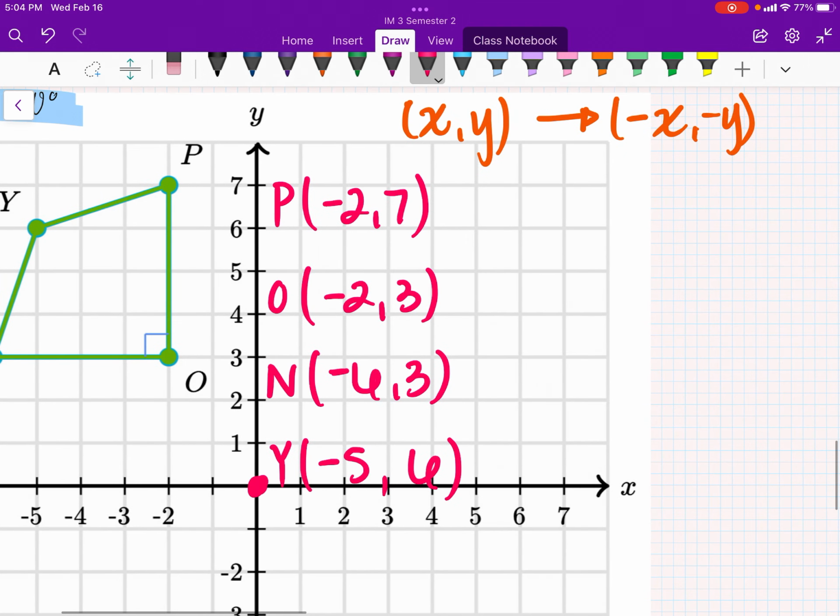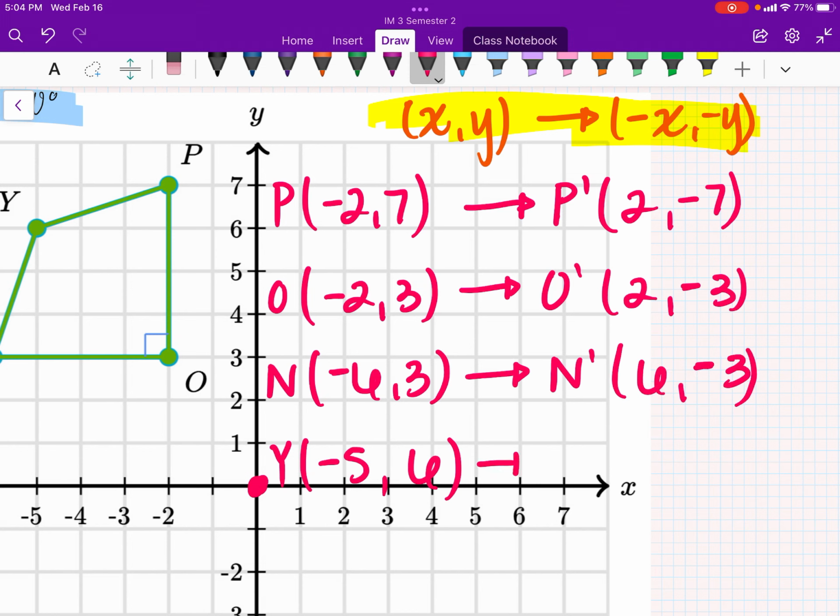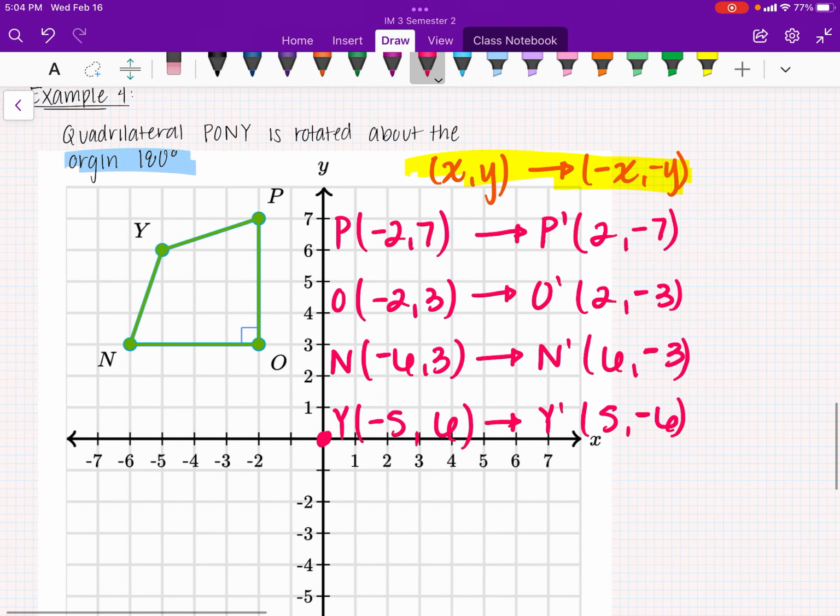All right. Now, with this rotation, if we want to find P prime, we're going to switch the signs for both of our coordinates. So now we have a positive 2 and a negative 7. So that would be my new point. Moving on to O prime, it's going to be a positive 2 and now a negative 3. And once again, this is all based on the formula we have up here, which I highlighted in yellow. And next one, N prime, is going to be a positive 6 and a negative 3. And then Y prime is going to be (5, -6). And those would be our new points in this case.